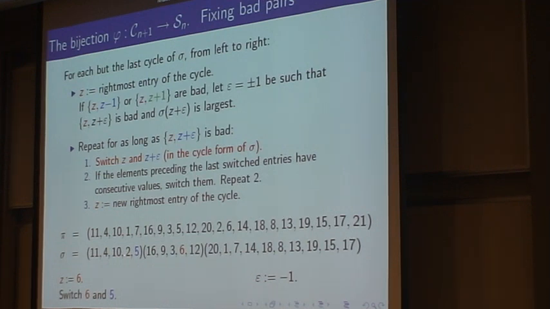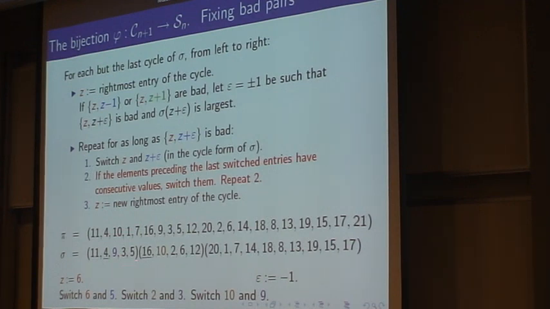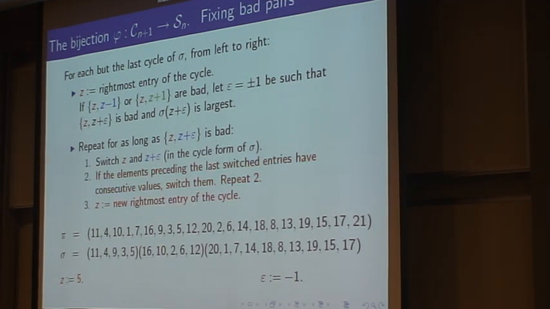So again, I'm going to switch 6 and 5. Now I look at the preceding entries. If they are consecutive, like here, I switch them. Now the preceding entries 9 and 10 are again consecutive, so I have to switch them. And now I'm done. But now this 5 that I put here could create a bad pair with 4. So 5, 4 could be a bad pair. But okay, here it's not. So I'm done fixing everything that this parenthesis here messed up.